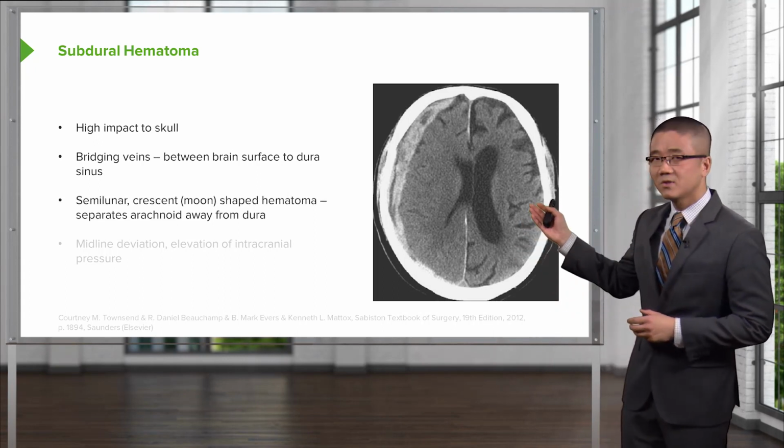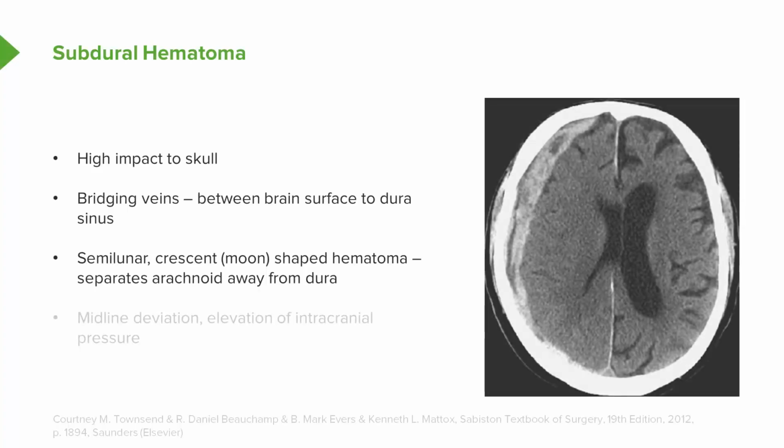As you can see in this image, bleeding in the subdural space results in a semilunar, often called moon-shaped or crescent, hematoma. The reason is because the blood separates the arachnoid away from the dura. It is not, however, bound by the sagittal sinuses. There may or may not be midline deviation or elevation of the intracranial pressure. Remember, any space-occupying lesion in the brain may lead to elevations of intracranial pressure. We will come back to this concept.